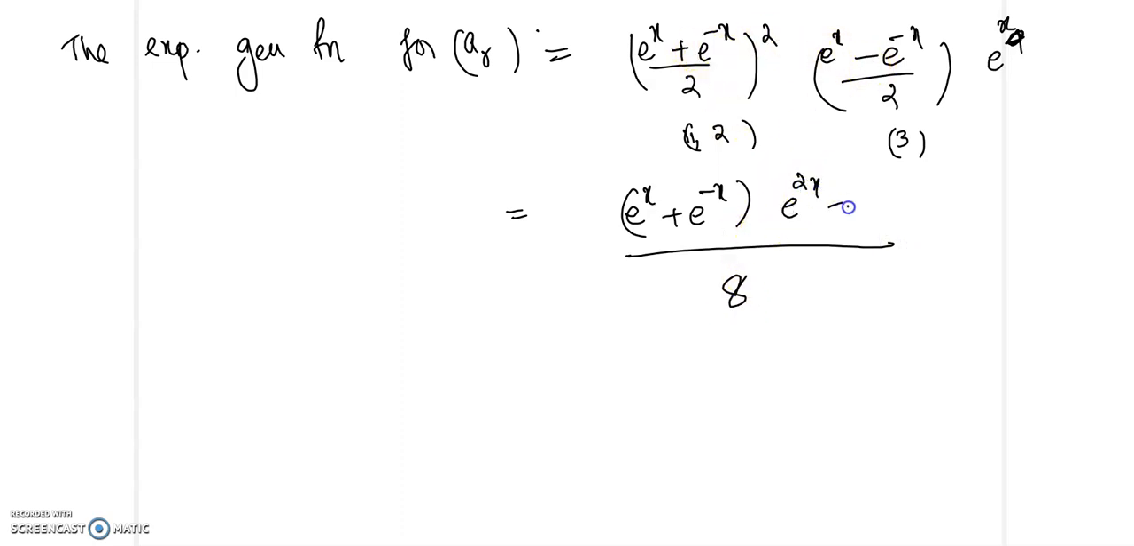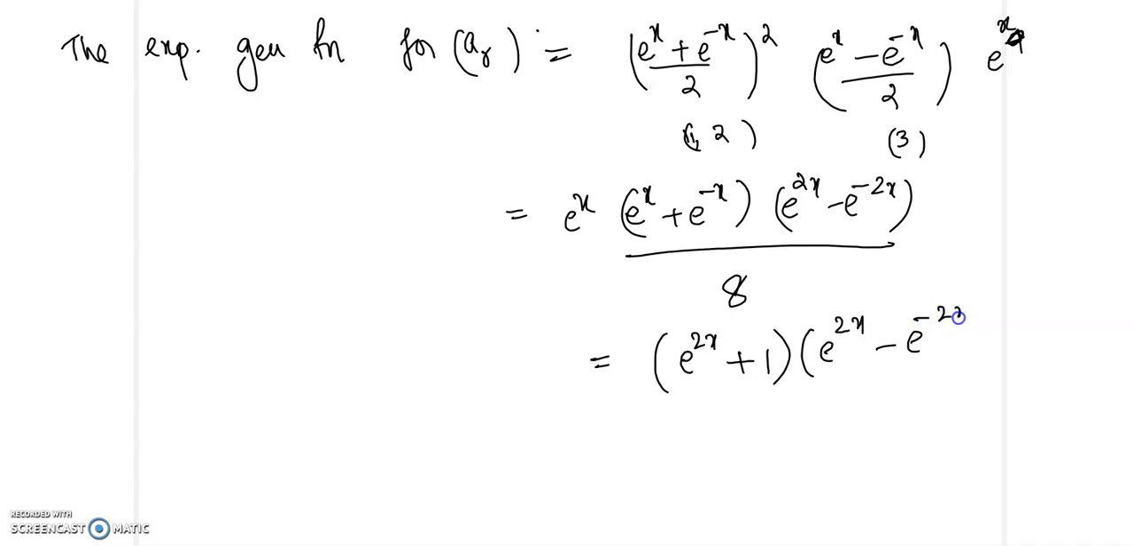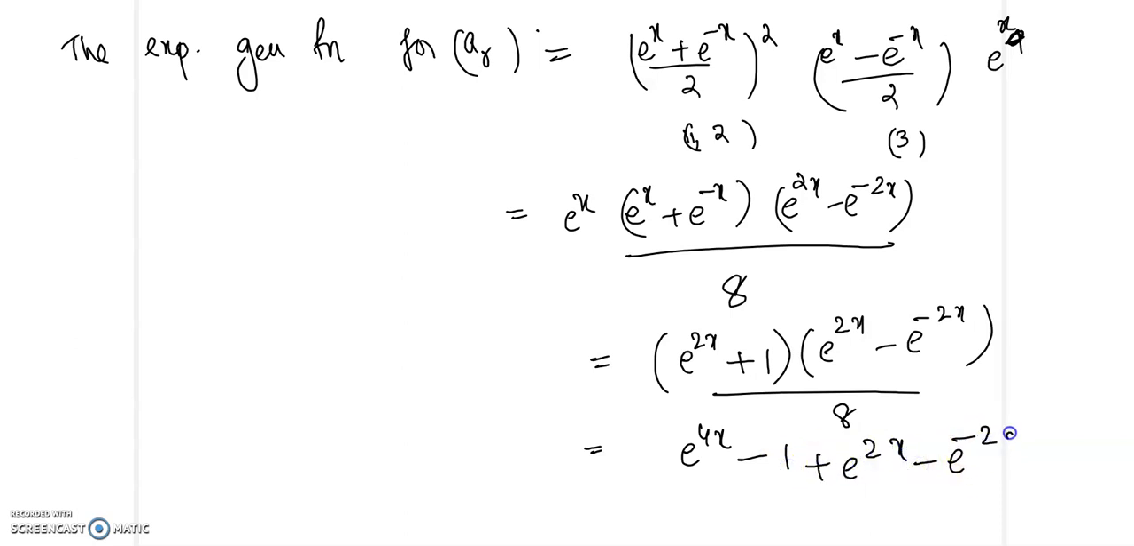So e raised to 2x minus e raised to minus 2x into e raised to x. So that will be e raised to 2x plus 1 into e raised to 2x minus e raised to minus 2x by 8. So upon multiplying you will get e raised to 4x minus 1 plus e raised to 2x minus e raised to minus 2x by 8. So therefore let us now find a_r.